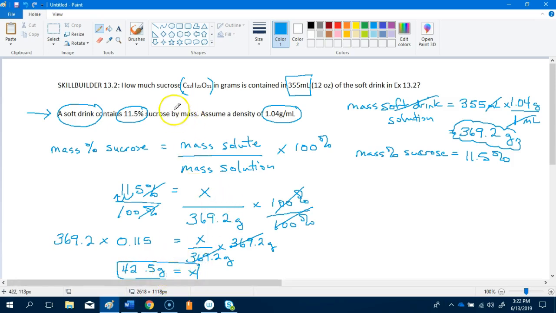And that's the answer to this problem, and I always like to check back and see if that sounds right. So how much sucrose in grams is in a 355 milliliter can of soft drink? That's 42.5 grams. That's a lot of sugar, but I have looked at nutritional labels and I know that soft drinks do have a ton of sugar in them. So that sounds like a great number.